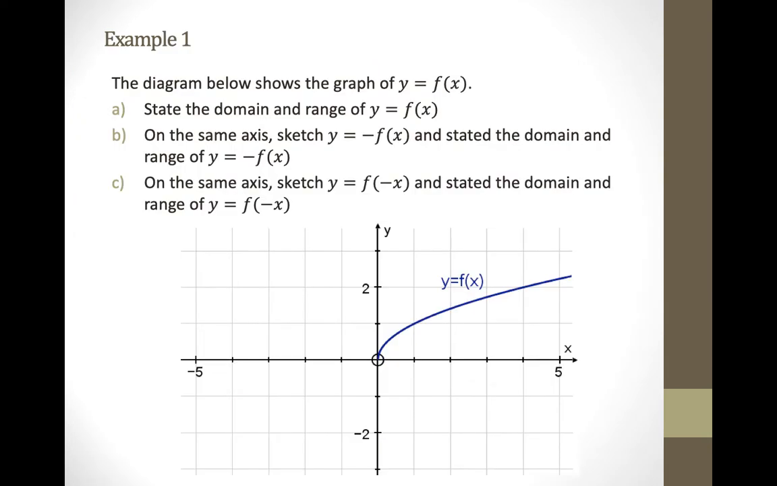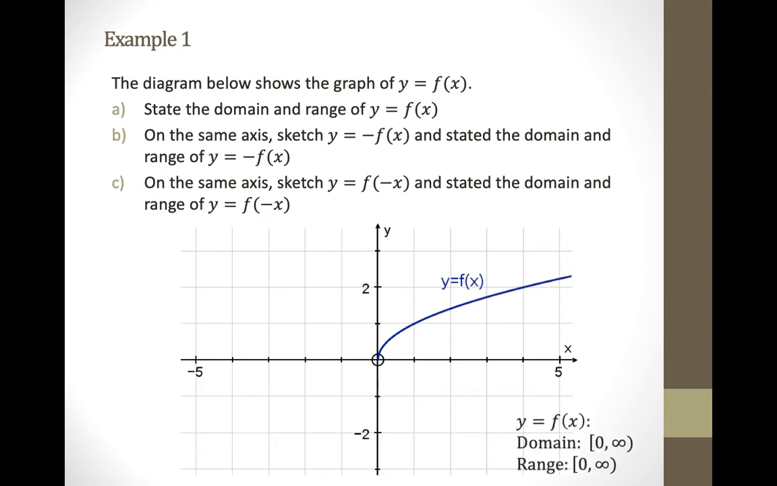First example. The diagram below shows the graph of y equals f of x. It's the blue line. It's the top half of a sideways parabola. First up, let's practice stating the domain and range of y equals f of x. And then we're going to draw two sketches. One of y equals -f of x and state the domain and range for that. And then we'll do the same for f of -x and state the domain and range for those.